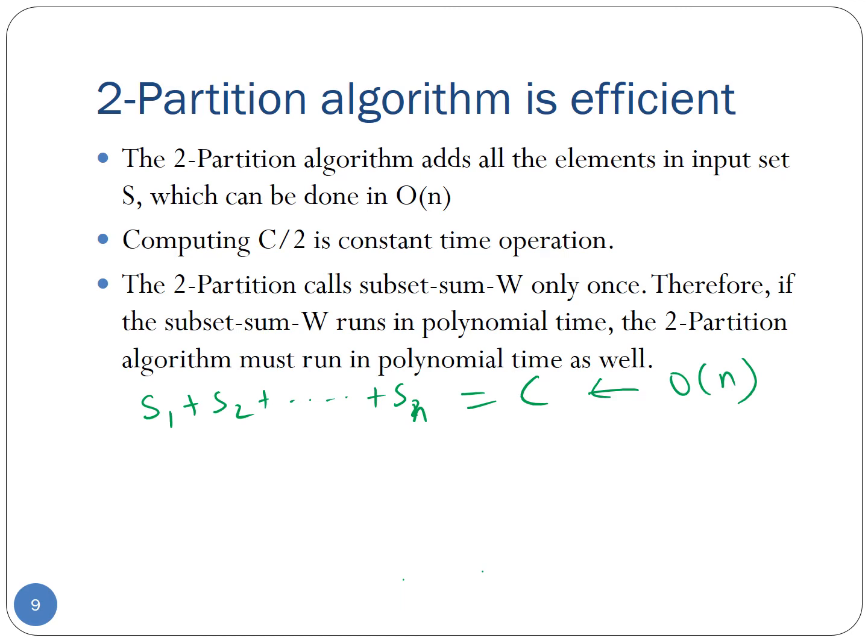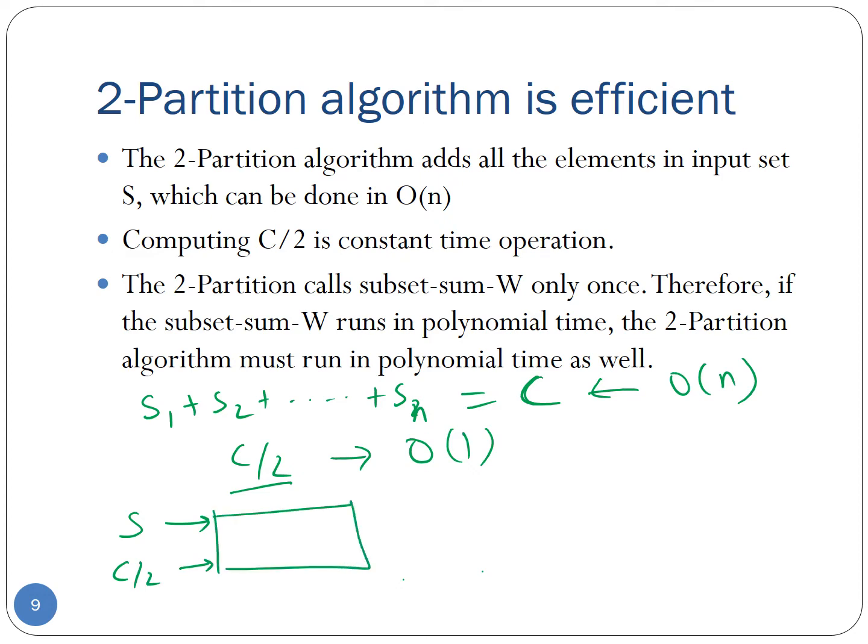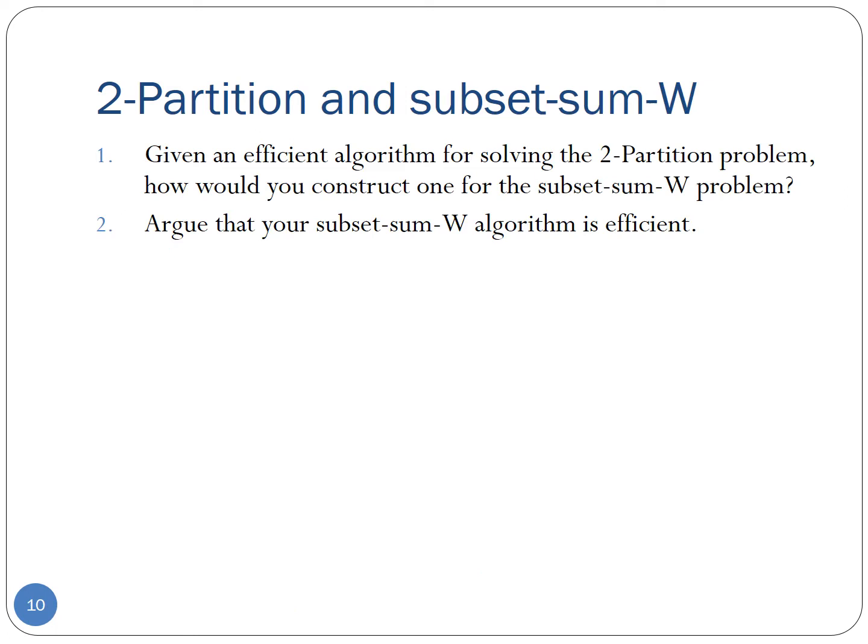Next it has to figure out half of this value, so it has to compute C by 2. Again, this is a constant time operation. Once you have this value C by 2, we are feeding in the input set S and this value C by 2 as input to the subset sum W problem, right? And we are calling this subset sum W only once. So therefore, if the subset sum W was running efficiently, then our two partition algorithm should also run efficiently.